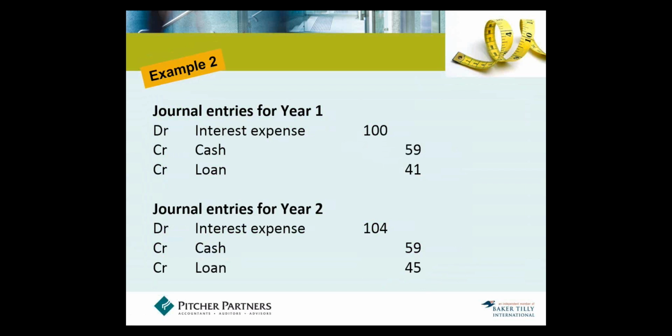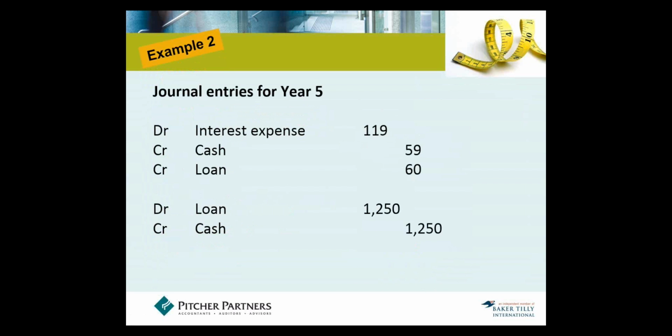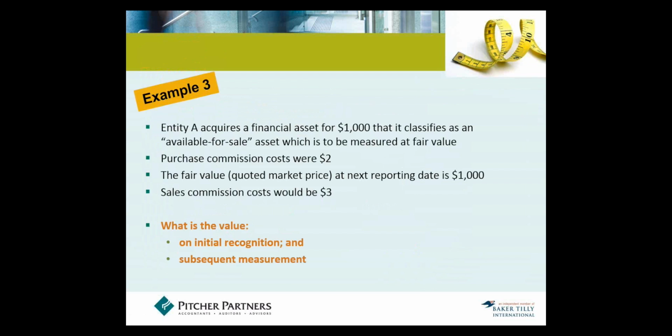And you keep on doing that in year 2, in year 3, in year 4, in year 5. So every year you'll have an interest expense, and the interest expense would be the interest expense per your amortization table. Your cash flow will always just be the 59, and therefore your loan builds up slowly. And at the end of the period, you've got the cash outflow of 1,250, and you debit the loan, and it's all back to zero. So that's your journal entries using amortized costs.